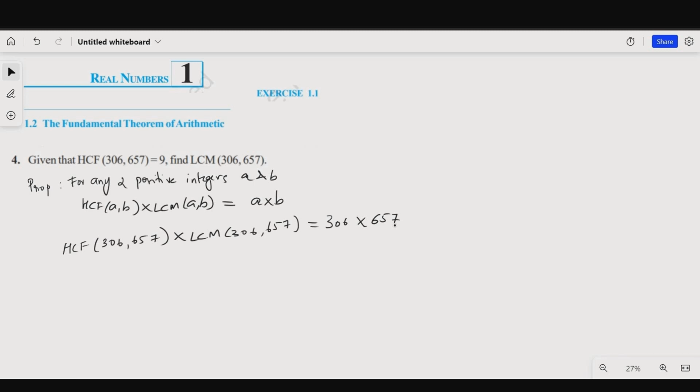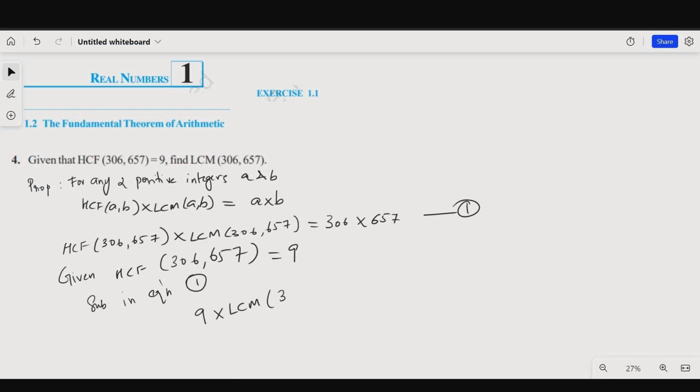Here we have already been given HCF of 306, 657 is equal to 9. So let's substitute in equation number 1, and we get 9 into LCM of 306, 657 is equal to 306 into 657.